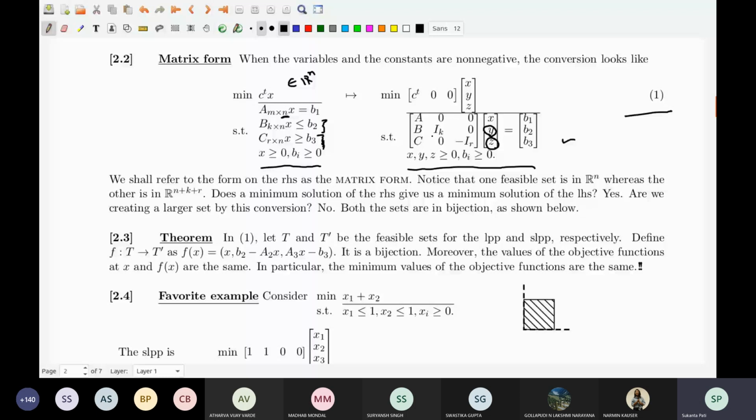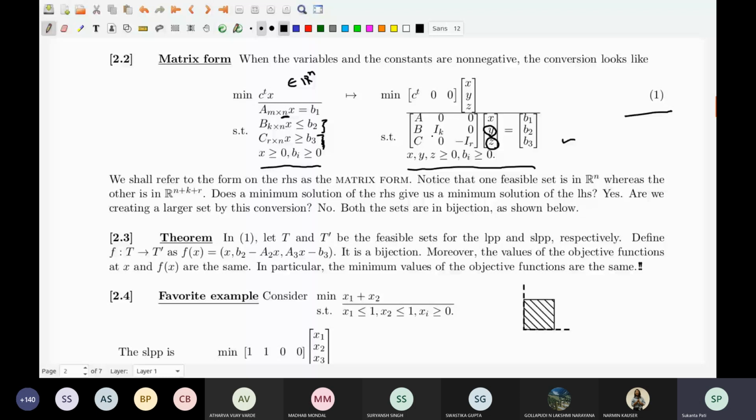there was a small set on which I was supposed to minimize or maximize something. Now I have created a huge set and it may take me longer to find the minimum or maximum. I do not know what I mean. Well, nothing has changed. Why? The feasible set of the given problem and the feasible set of the converted problem, they are in bijection. Both these sets are in bijection, one-to-one correspondence.